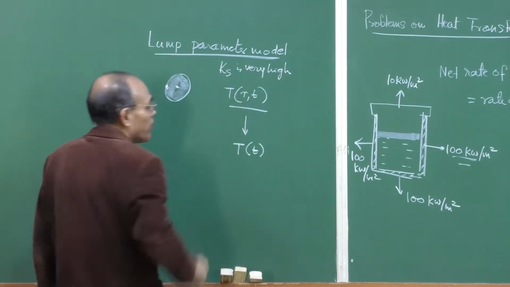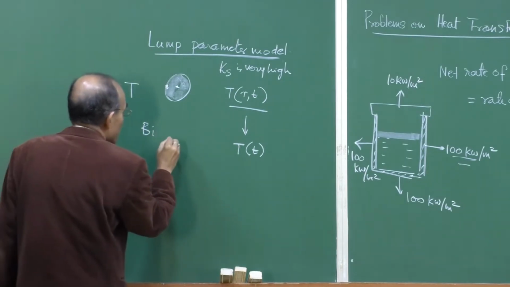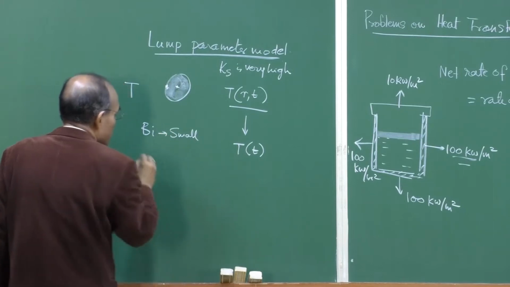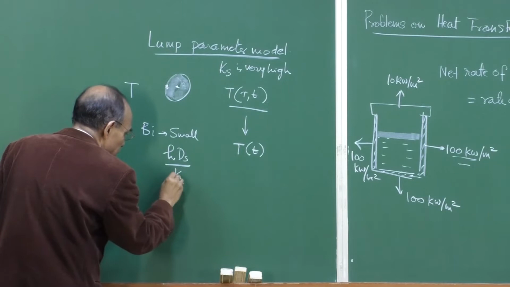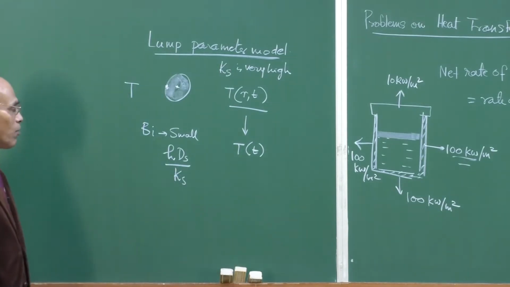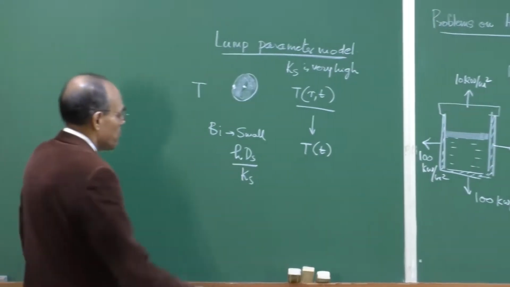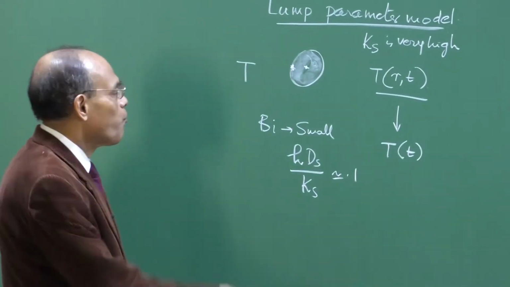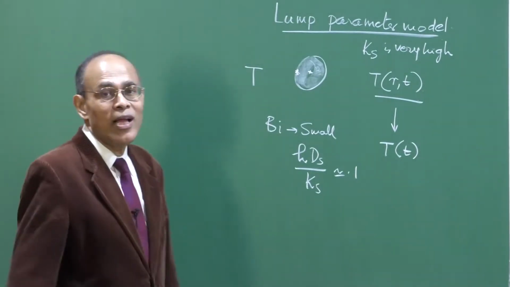And in terms of a dimensionless number, we know from theory that the Biot number has to be small. And what is the Biot number? The Biot number is h d_s by k_s, that is, the heat transfer coefficient multiplied by the diameter of the sphere divided by the thermal conductivity of the solid. This number is of the order of 0.1, or maybe 0.4, 0.5. So, it is reasonable for us to apply.